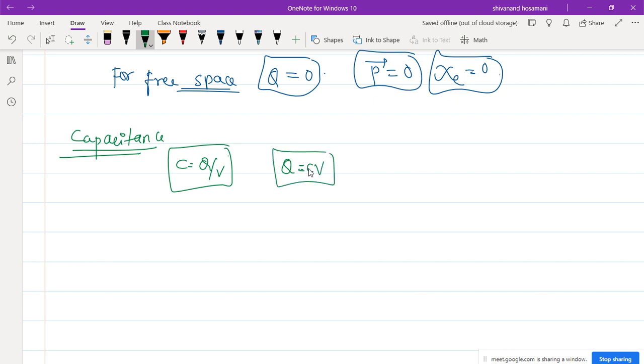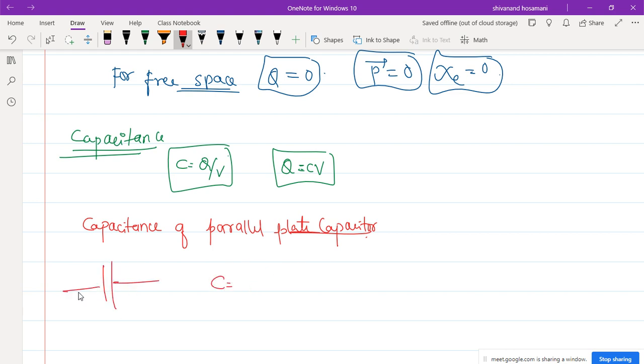Simple. So how do you calculate the capacitance of a parallel plate capacitor? Capacitance of a parallel plate capacitor is given by C is equal to epsilon naught A by D, right? Epsilon naught A by D.